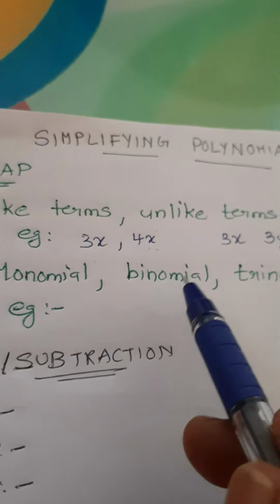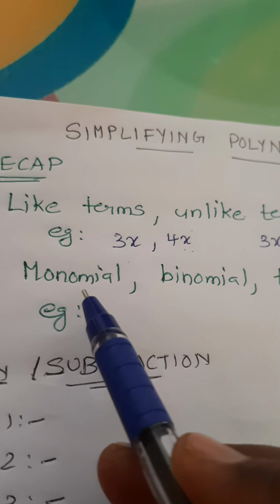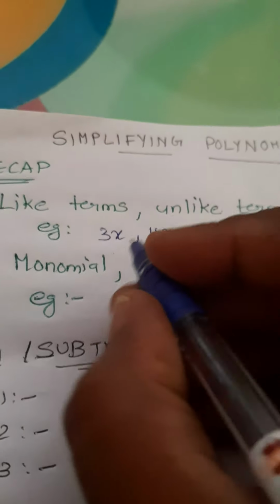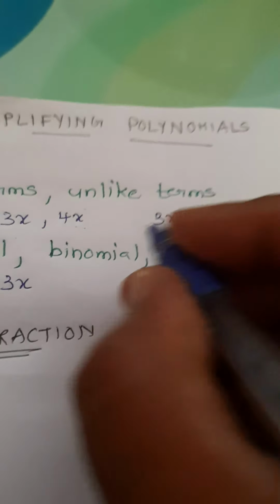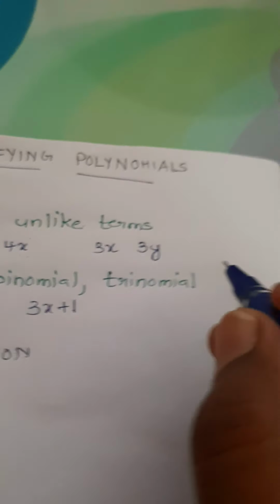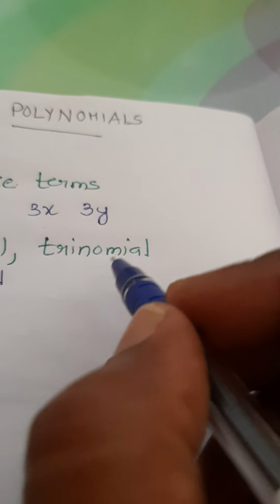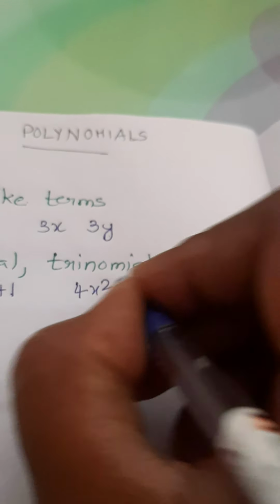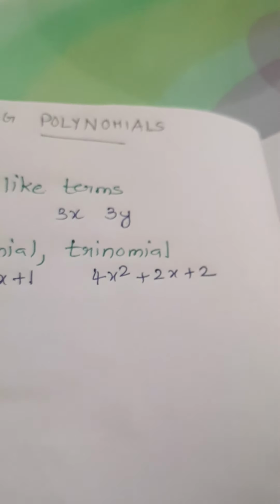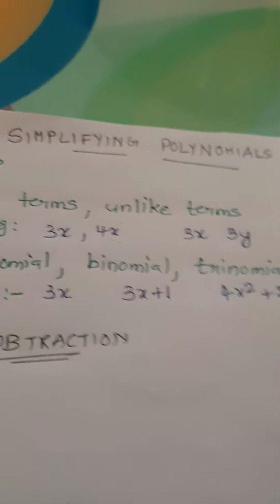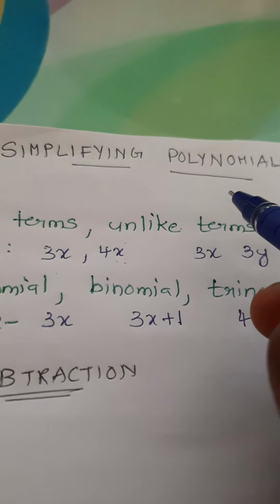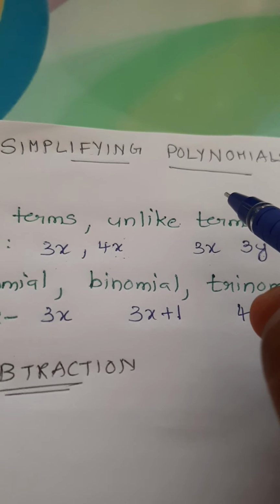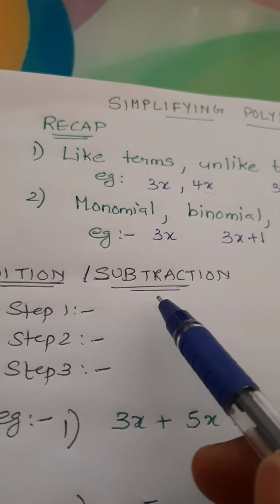Now what are monomial, binomial and trinomial? Monomial is a polynomial that consists only of one term. For example, 3x. Binomial is a polynomial which consists of two terms. For example, 3x plus 1. And trinomial is a polynomial that consists of three terms. For example, 4x square plus 2x plus 2. Okay, so now these terms are clear. Now we'll study how to simplify polynomials. In this session, we will cover the topics of addition and subtraction of polynomials as well as multiplication of polynomials. Okay, so we'll learn about addition and subtraction of polynomials.